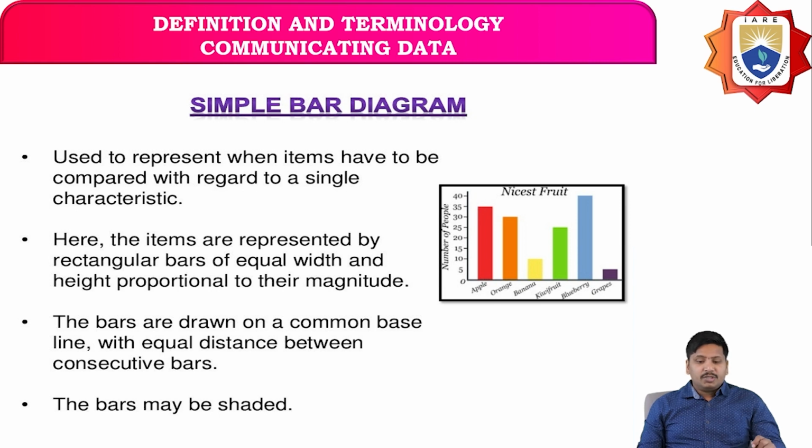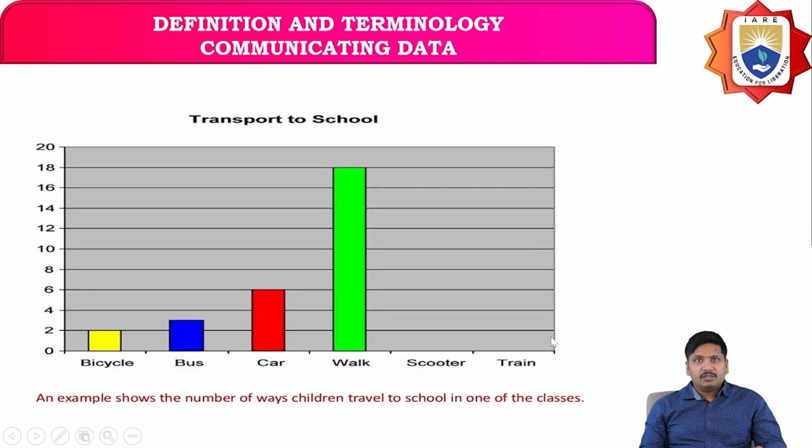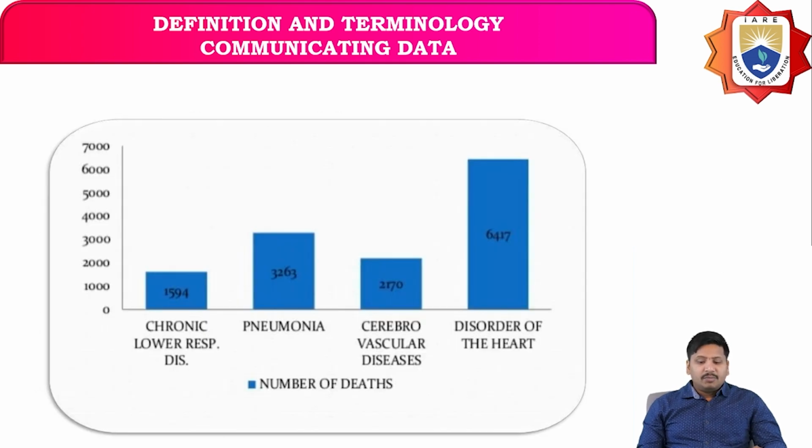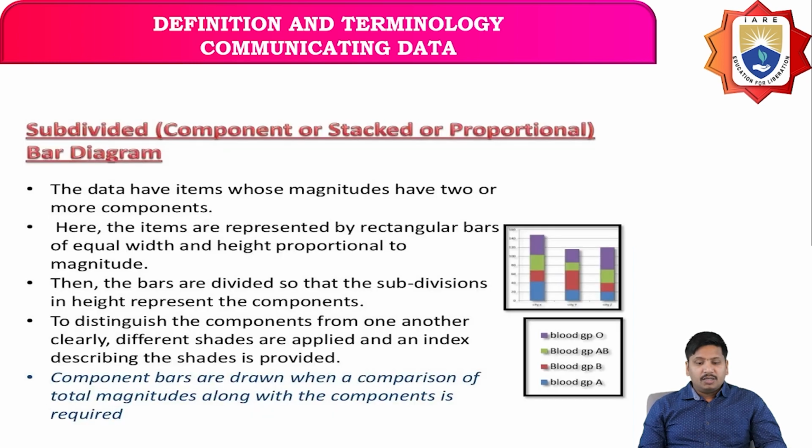So we can represent items of a single characteristic, and these items are represented by rectangular bars of equal width, and the height is proportional to the magnitude. The bars are drawn on a common baseline with equal distance between them. They should be of different colors. So the number of bicycles and the number of buses in a school transportation can be constructed in the form of a bar diagram. The next one is the number of deaths. This is another example of constructing the bar diagram.